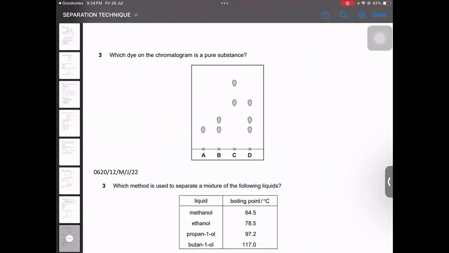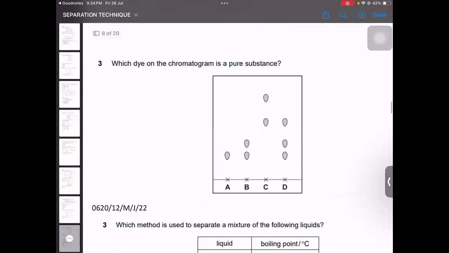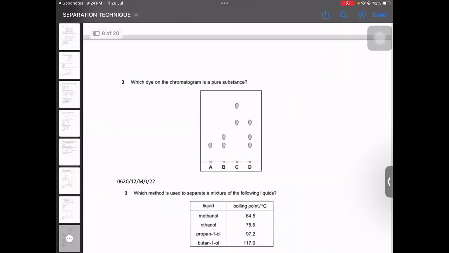Okay, can you tell me question number 3? This is, you can say, a conceptual question. Can you tell me? A. It's A.